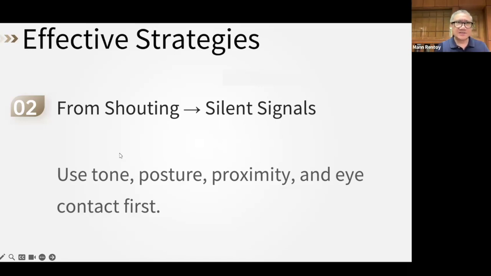Let us learn those silent signals. The stare, just looking at the class in a way that says, come on, I expect best behavior from you. It takes time to develop that, but it works. And it's simply the most effective way, especially if we are to get the respect of our students.